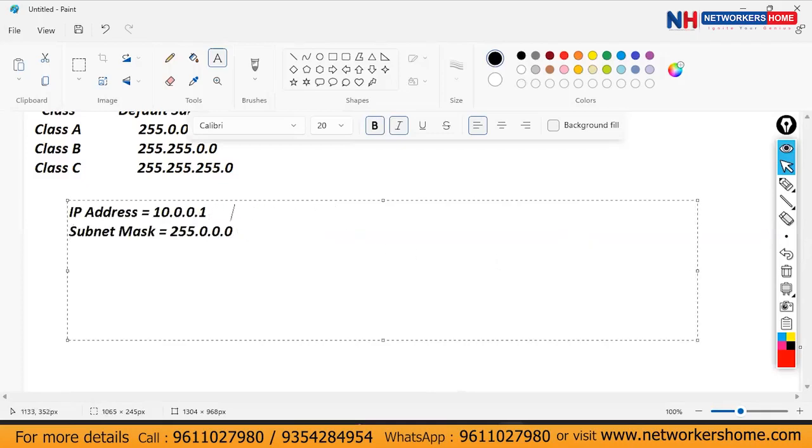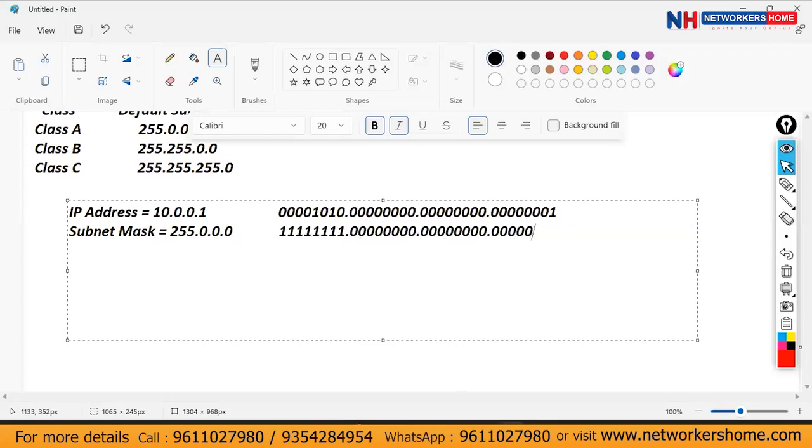So if I write 10.0.0.1 in binary, what will be the value for 10? Yes, 10, right? Now for 0, all 8 bits will be 0, again for 0, all zeros. For 1, this is the value. Now if I convert your subnet mask to binary, 255 means all 8 ones. This is the subnet mask in binary.